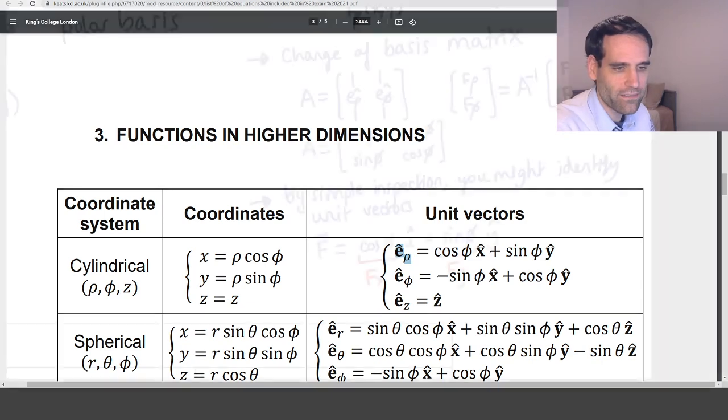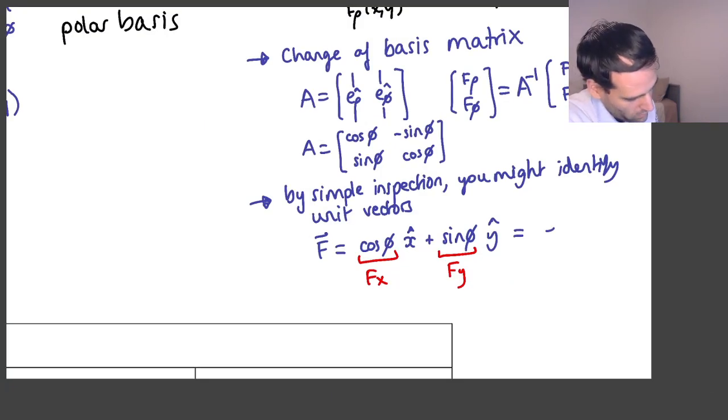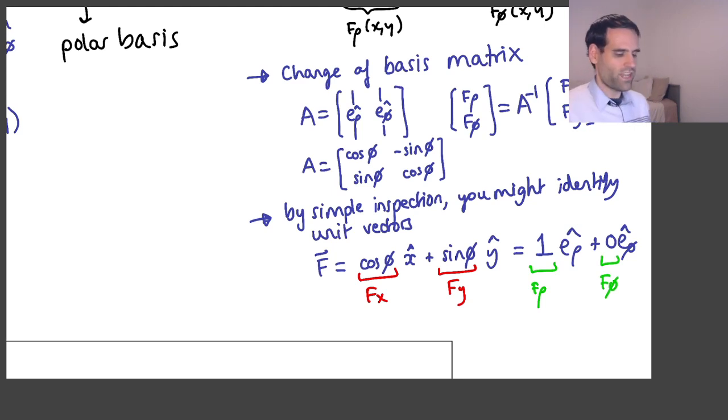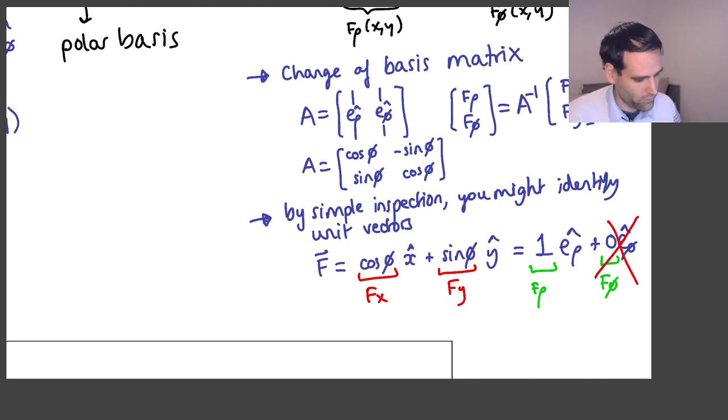Therefore, you can directly write that this is equal to e rho hat, which means that this is equal to 1 times e rho hat plus 0 times e phi hat. So you have already found the two, f rho and f phi. Just by inspection, you found that one of the unit vectors was included in your field, so you can just substitute it, and there is no need to write all of this. You just write e rho hat, and that's it.